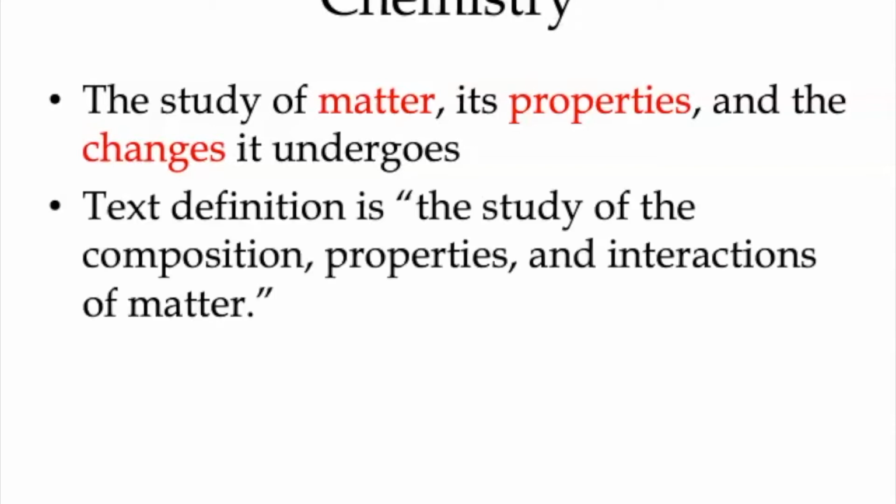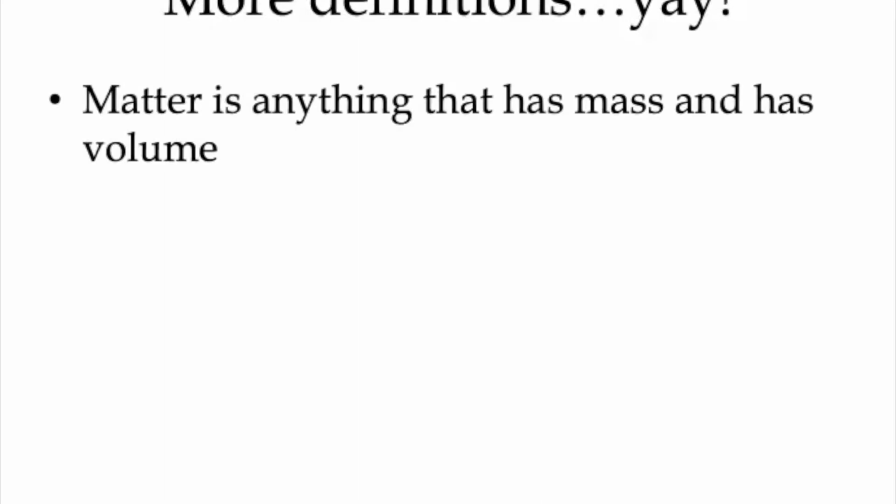There's a more specific text definition, which is that a chemist is going to study the composition, properties, and interactions of matter. It's pretty much the same thing. So, just so that we can start the first couple of videos off in the right way, a couple of vocabulary words: matter is defined as anything that has mass and also has volume.